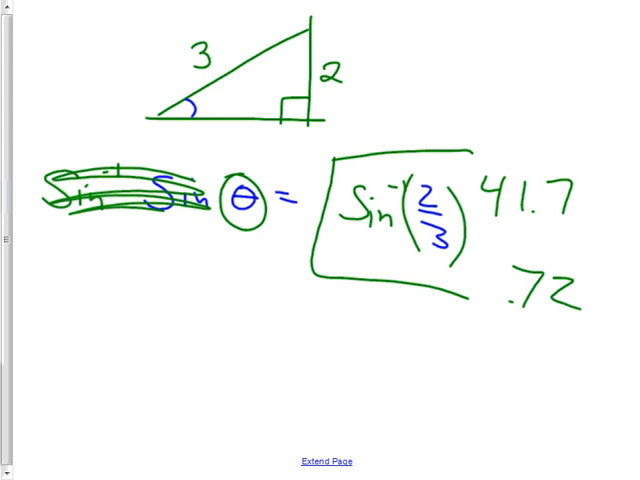Was it 0.72? Okay, 0.72. All right, I'm going to guess that one's in radians. What do you think? Okay, so you grab your calculator, hit the mode button, and you see which mode you're in. And that's a good reminder.